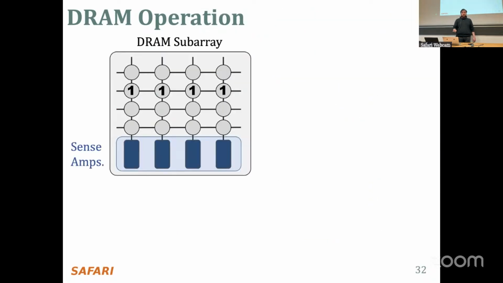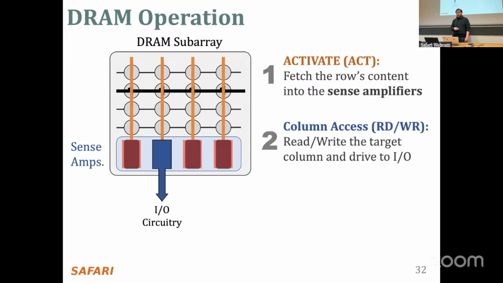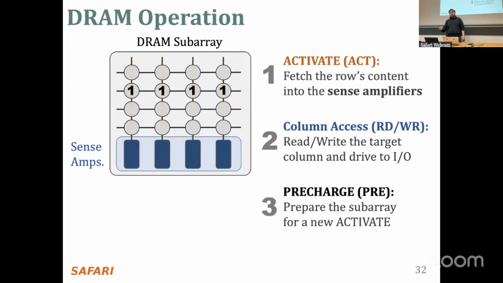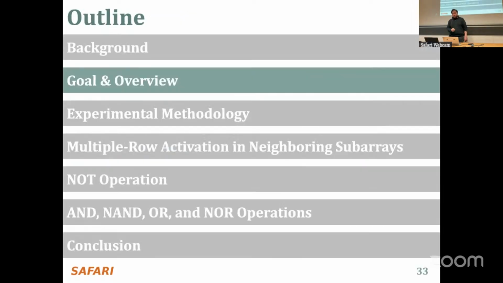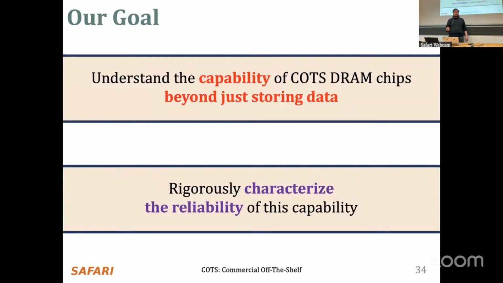So the major DRAM operations that we focus in this study are, first one is the activate command, which fetches the row content into sense amplifiers. The second, column accesses, which we issue read and write command to target column and drive the data to I/O. And the precharge, which prepares the subarray or generally the bank for a new activate command. So in this study, our goal is to understand the capability of off-the-shelf DRAM chips beyond just storing data and rigorously characterize the reliability of this capability.